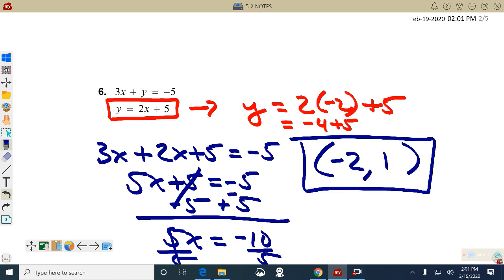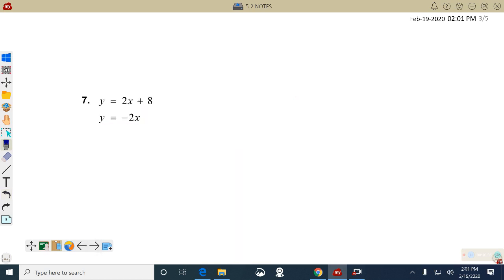The last one, I'm going to go fast now. Ready? Let's skip all the way down to number 7, the next one over. Last one. By the way, that should look familiar. When did we do this one? That was warm-up today. We graphed each line for warm-up, but now we're going to do substitution. You're going to see we'll still get the same answer.